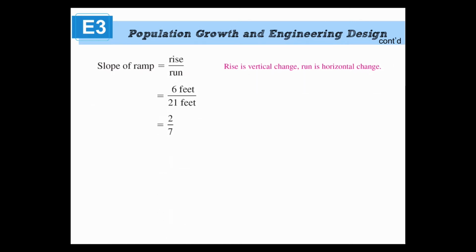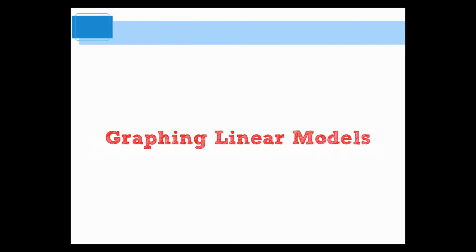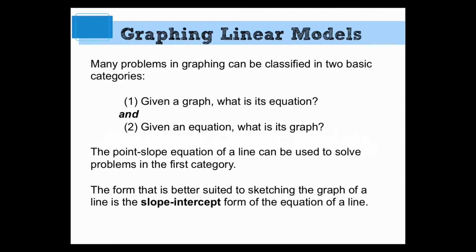So it has a slope of 2/7. No units there because the feet cancel. When you compare people to years, people don't cancel with years, so it has some units on there. Okay? Any problems with that? Awesome. That's about the only new thing you'd see.